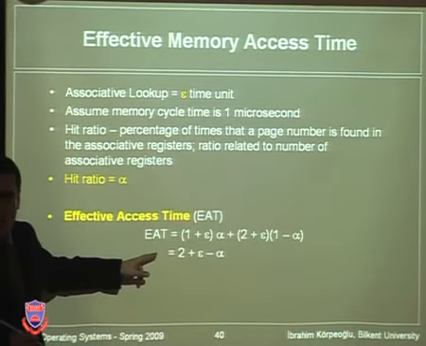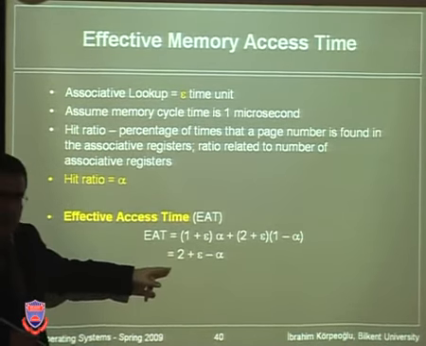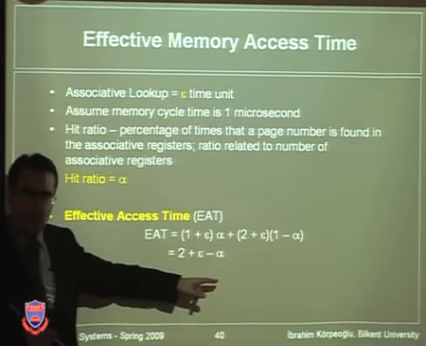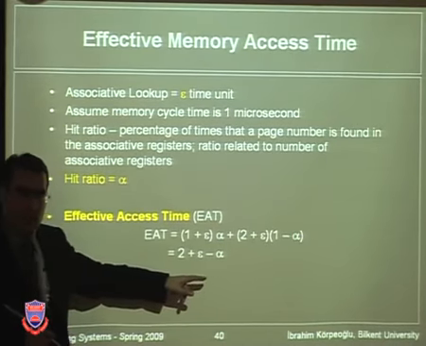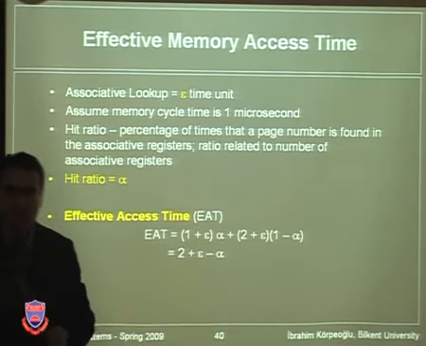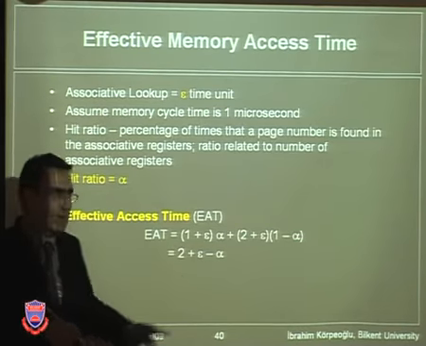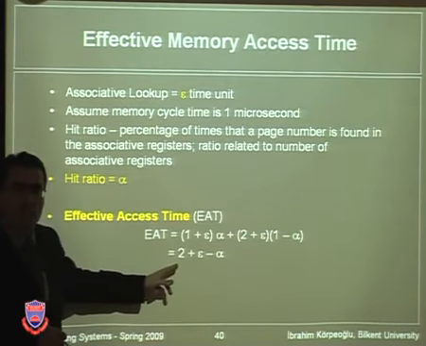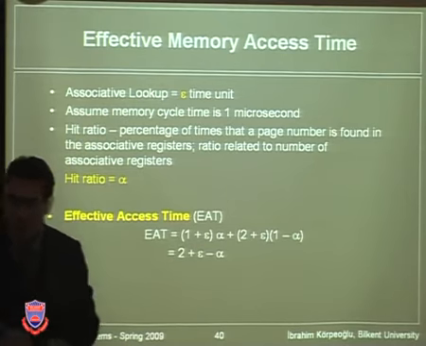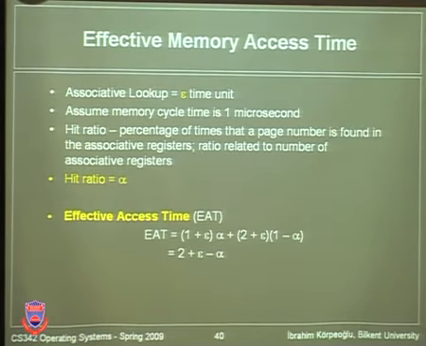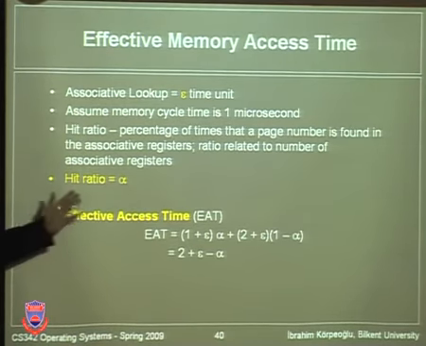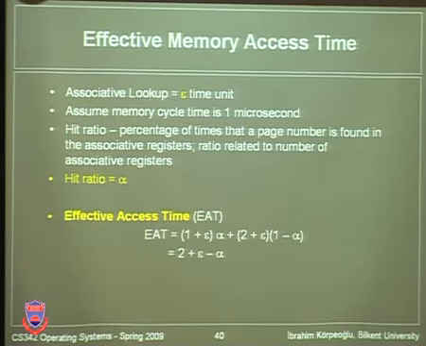So what is the maximum value of the effective access time in this case? If alpha is 0, hit ratio is 0, then the effective access time will be around 2. If alpha is 1, hit ratio is 1, that means you can always find the page number in the TLB, then the effective access time will be close to what? 1, right? So this is how you can compute the effective access time. Basically you will try to increase the hit ratio by maybe using more entries in the TLB and so on.